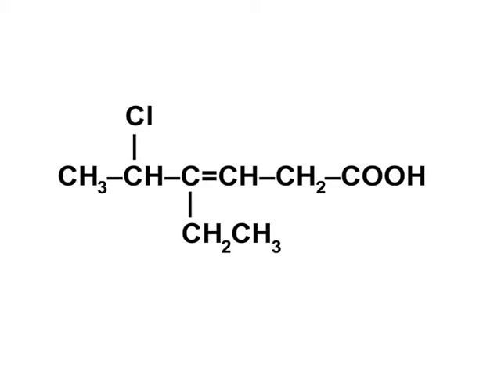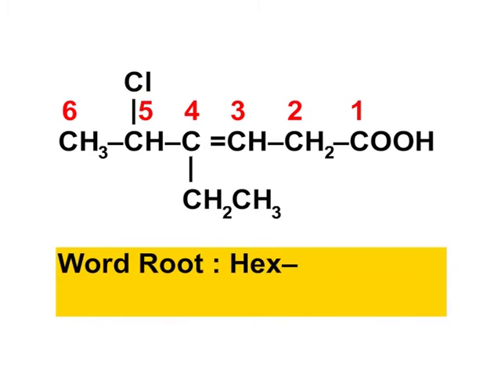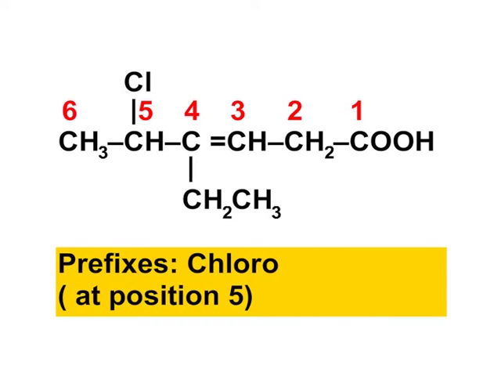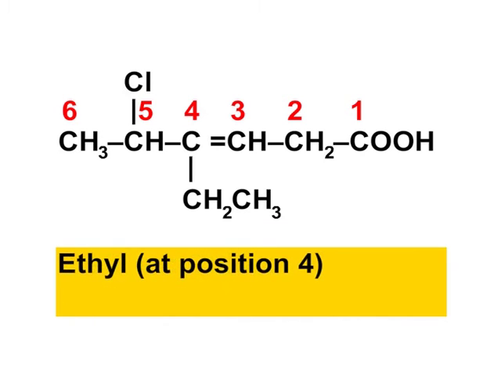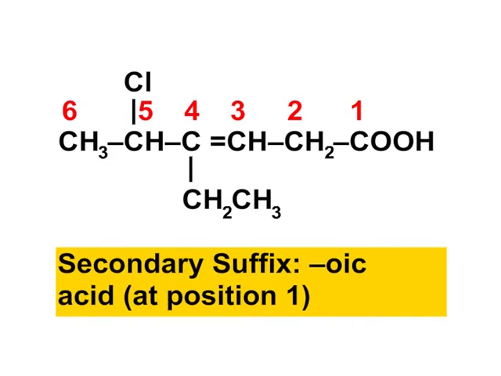Let's take an example to clear the concept. We are looking at an organic compound here. Let's select the longest carbon chain in it. It has 6 carbon atoms in its longest chain. Word root is hex. Prefix used at position 5 is chloro and prefix used at position 4 is ethyl. Primary suffix used at position 3 is "ene". Secondary suffix used at position 1 is oic acid.